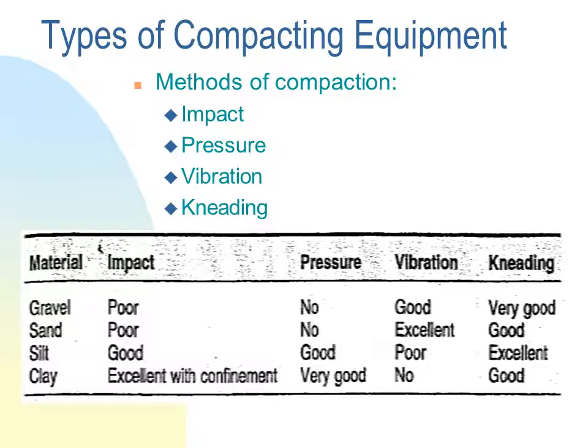So, in order to understand the types of compacting equipment, we need to understand the different methods of compaction. So we have mainly four different methods of compaction. Impact, which is sudden force, or pressure, which means static pressure, static force. Vibration, which is a dynamic vibrating force.